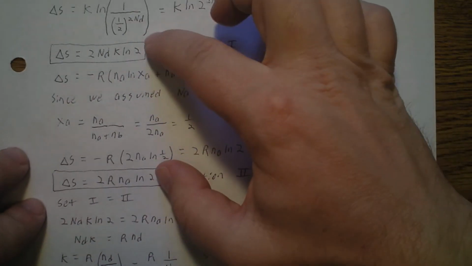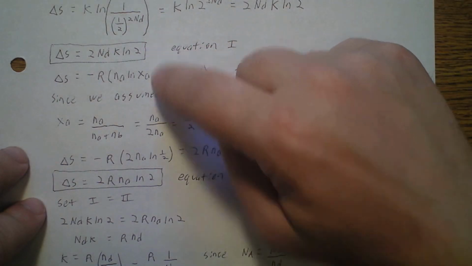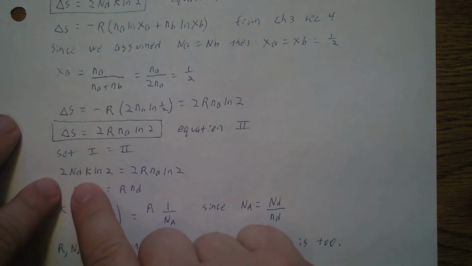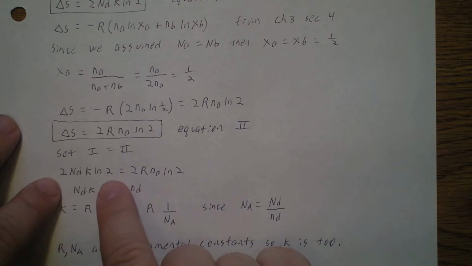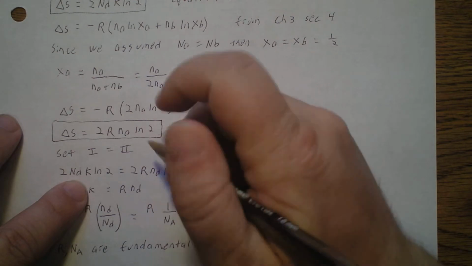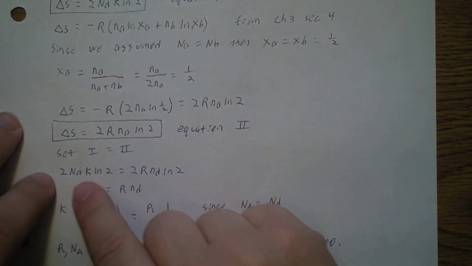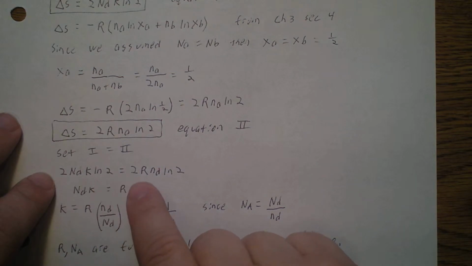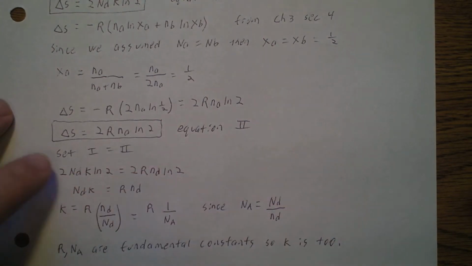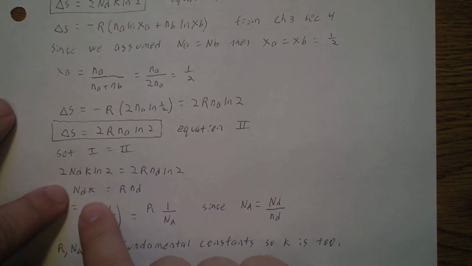So now these are both equal to delta S, so we're just going to set equation 1 equal to equation 2. So we have 2 times the number of molecules of substance D times K times the natural log of 2. We actually missed A and D here. We should have been more careful here. We'll call this one D. You get the idea. But anyway, so times K times the natural log of 2 is equal to 2 times R times the number of molecules of D times the natural log of 2. The natural logs of 2 cancel out, the 2's cancel out. We just get the number of moles of D times K is equal to R times the number of moles of D.